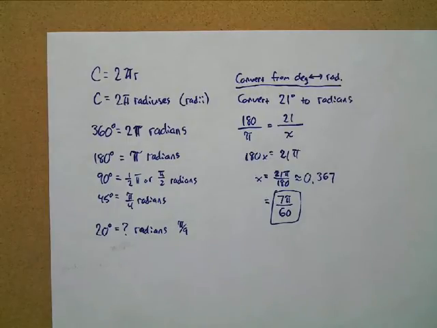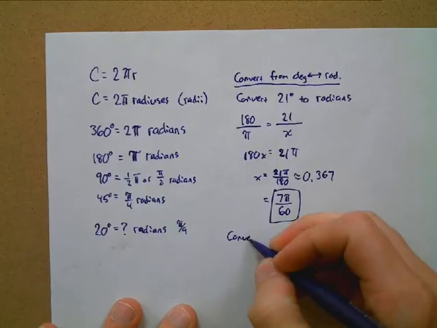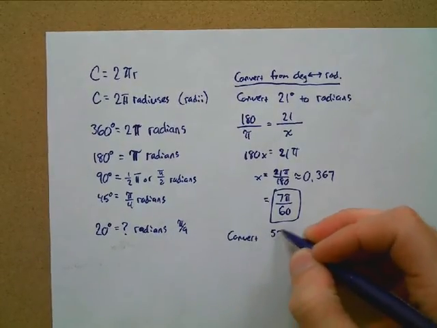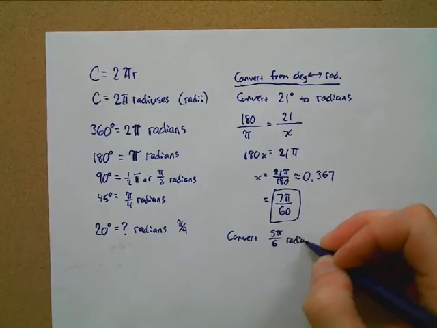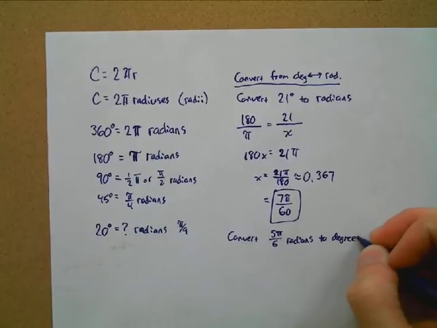We can also convert 5 pi over 6 radians to degrees. Okay, you can also convert that 5 pi over 6 radians into degrees. So here's another example.